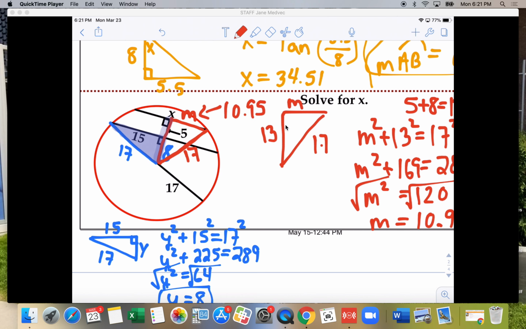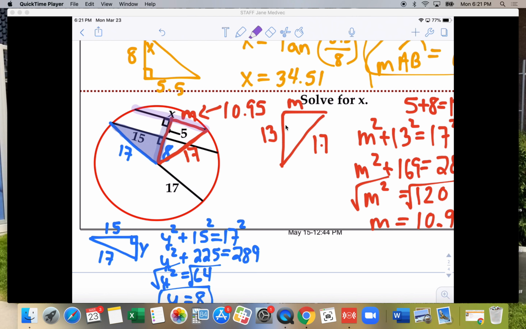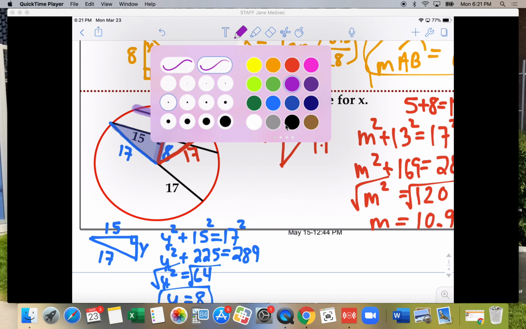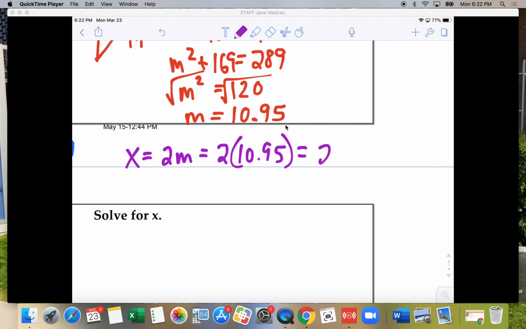Now, if you remember, it asked me to find X, and X was a chord. If I look closely, the X is this piece right here. So, to find X, it's 2M, which is 2 times 10.95, which ends up giving me 21.9, and that would be units.